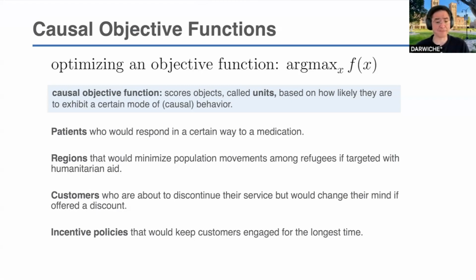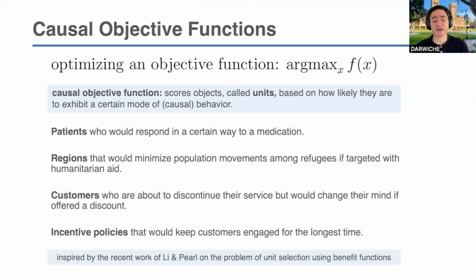And let me say up front that even though the term causal objective function is new, we introduced this in a paper this year. I'll give you a citation to it later. This is actually inspired by recent work by Lee and Pearl on the problem of unit selection using benefit functions. We'll talk about this in a little bit, but a benefit function is actually a special case of what we will be calling here a causal objective function.